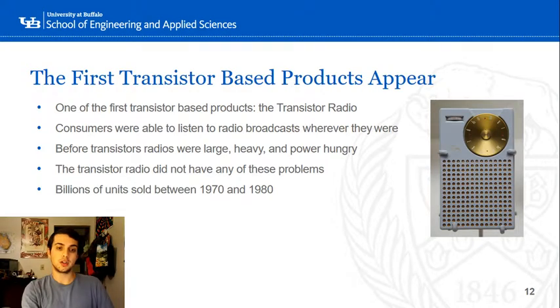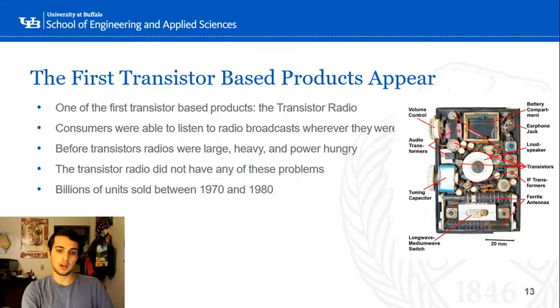One of the first transistor-based products to enter the market was the transistor radio. For the first time, consumers were able to listen to radio broadcasts wherever they were, not only at home. Before transistors, radios were based on vacuum tubes, which were large, therefore not very portable, and the heating elements made them power hungry, discounting the use of batteries. And here's what the radio looked like inside.